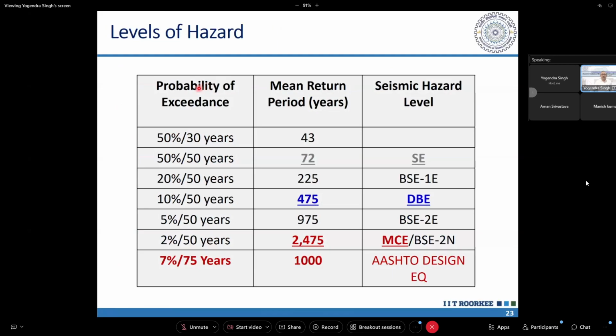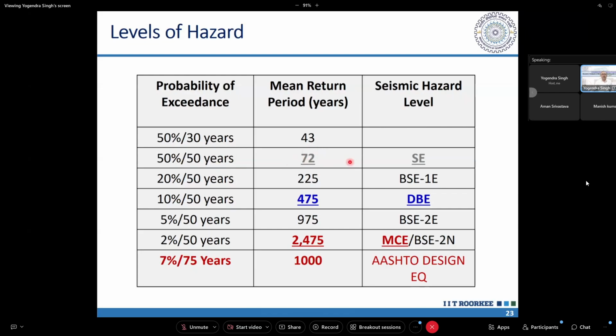So the hazard is classified based on either the probability of accidents or the corresponding return period. These are related. The probability of accidents in a given period can be related with the mean return period, and the three most commonly used labels are: one is SE, serviceability earthquake. Serviceability earthquake corresponds to 50% probability of accidents in 50 years. So it has a return period of 72 years.